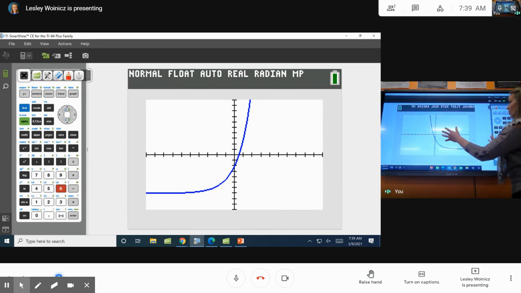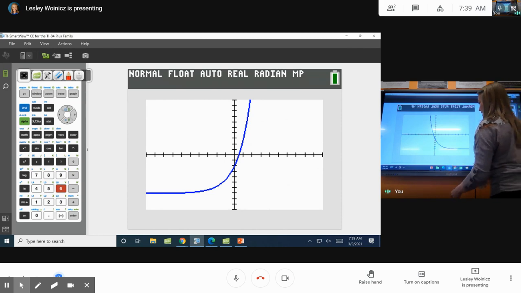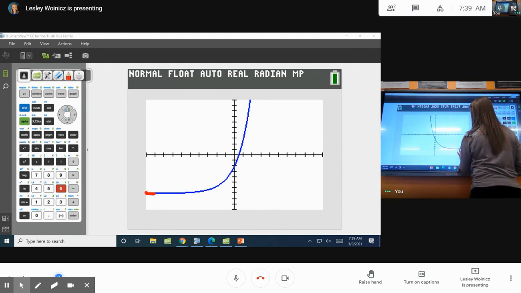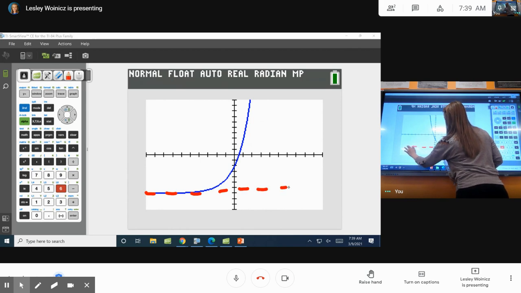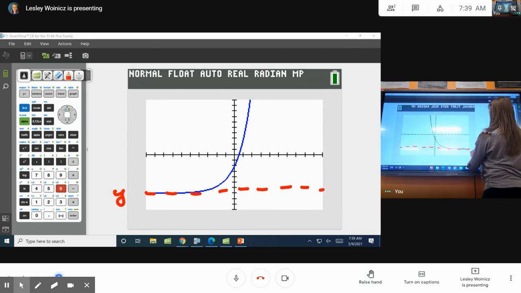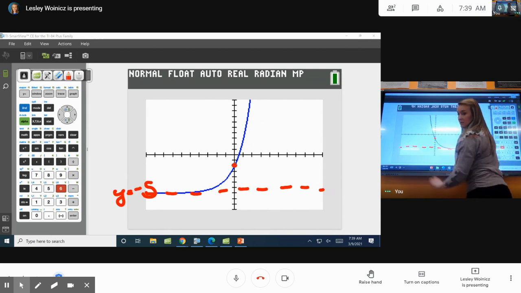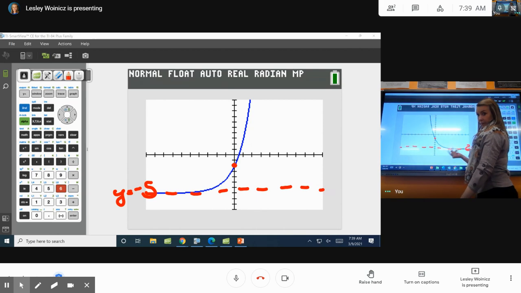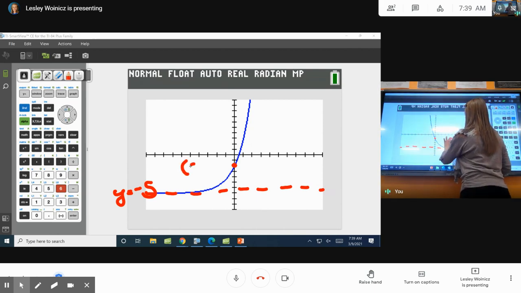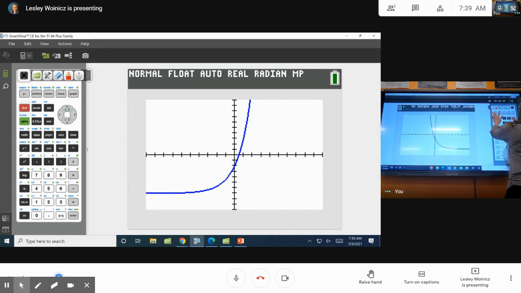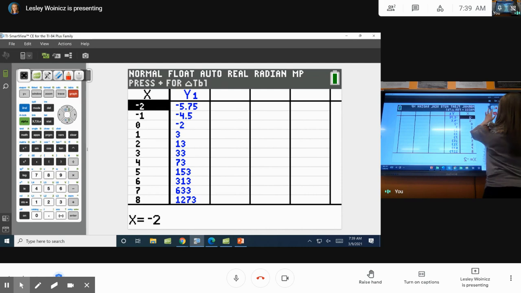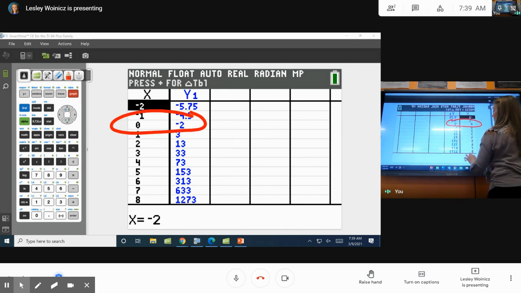Okay, so I'm going to draw this on my assignment. Look here, my horizontal asymptote is right here, the line y equals -5. And then I've got my y-intercept at 0, -2. We can check that using the table. So right here you can see 0, -2.